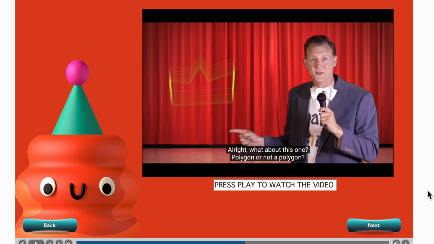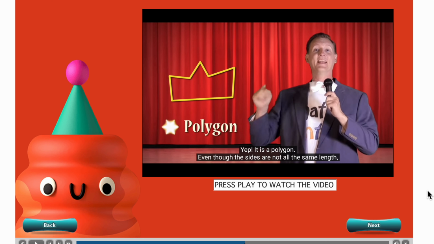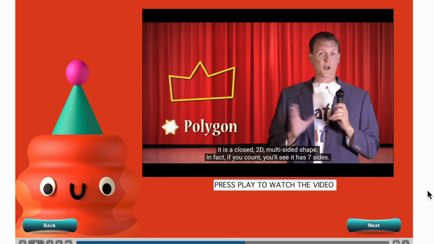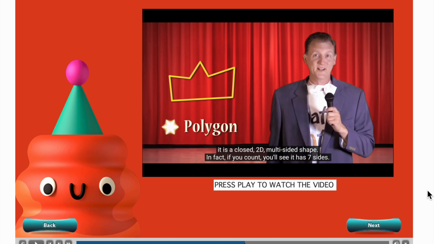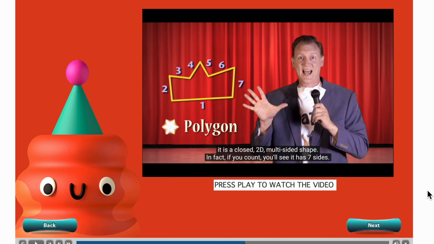All right, what about this one? Polygon or not polygon? Yup, it is a polygon. Even though the sides aren't all the same length, it is a closed, 2D, multi-sided shape. In fact, if you count, you'll see that it has 7 sides.